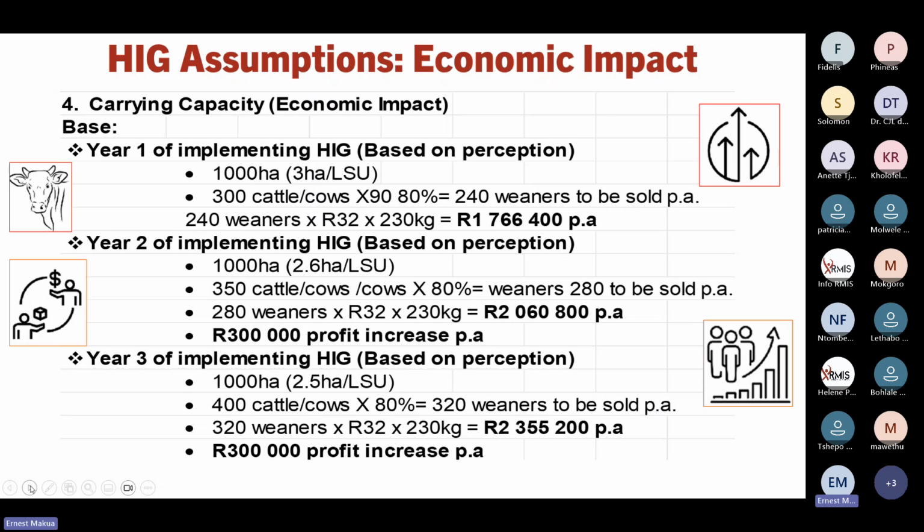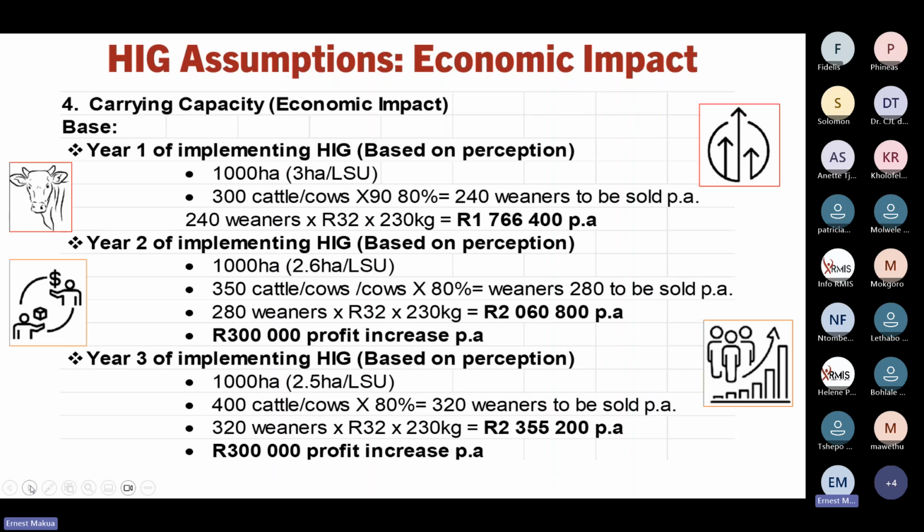now you reduce the hectares per livestock unit, you add 50 cattle on top of the carrying capacity. So now you are no longer dealing with only 300 cattle. On that same land of 1,000 hectares, you have 50 additional cattle under high intensity grazing. And then with an 80% weaning rate, it will give you around 280 weaners per year, and then you will get around 2.1 million profit, which is an increase of what? From the first year to the second year, you get a 300,000 profit increase.